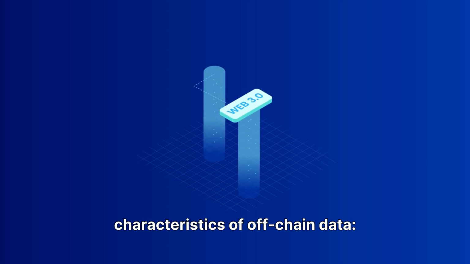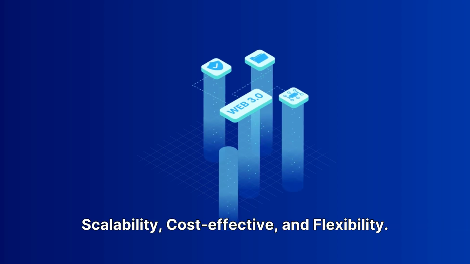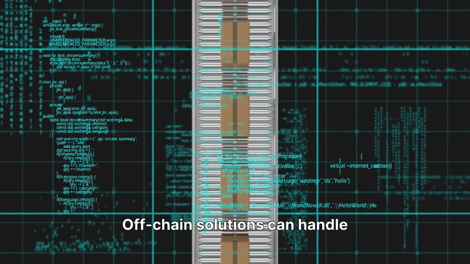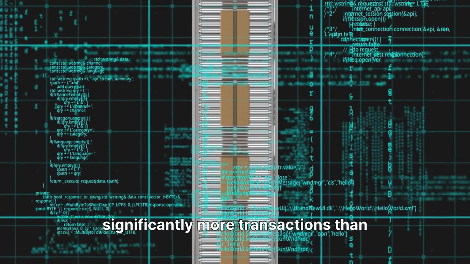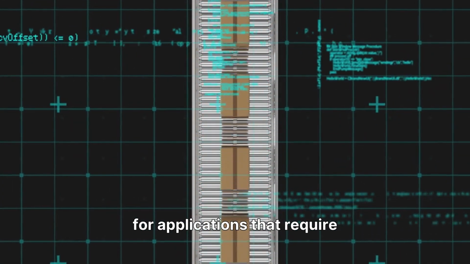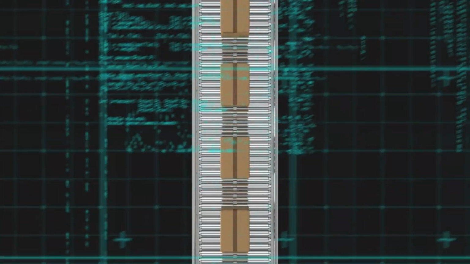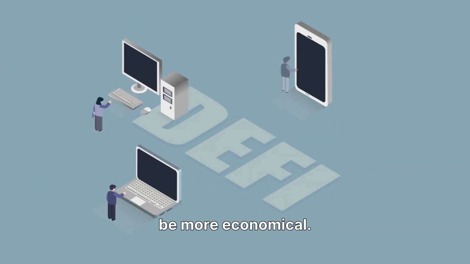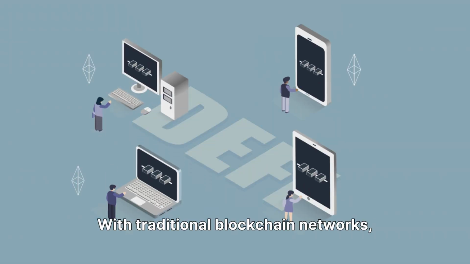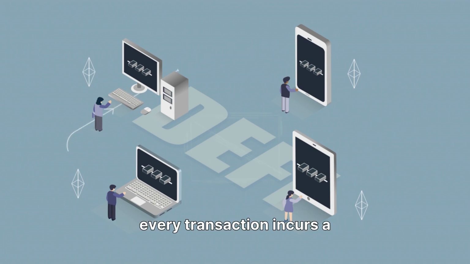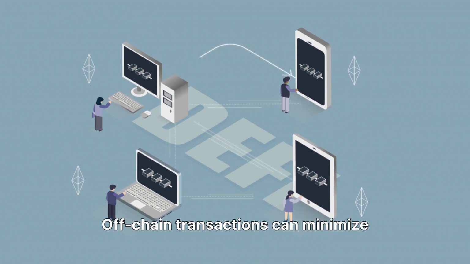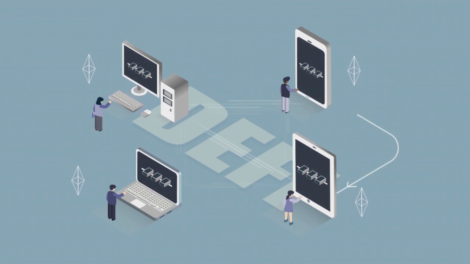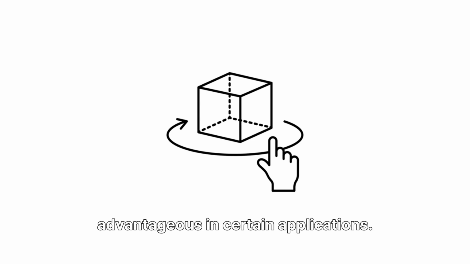Now, here are some characteristics of off-chain data: scalability, cost-effectiveness, and flexibility. Off-chain solutions can handle significantly more transactions than on-chain, making them ideal for applications that require high throughput. Storing data off-chain can be more economical. With traditional blockchain networks, every transaction incurs a fee. Off-chain transactions can minimize these costs. Off-chain data can be more easily updated or altered, which can be advantageous in certain applications.